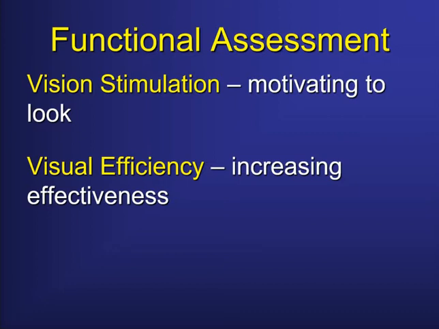Visual efficiency. First introduced by Natalie Barriga in the early 1970s, this teaches a person to use their vision more effectively. Here, the person might learn how to interpret a blurred image using contextual cues, or learn a more efficient scanning pattern. The goal is to be able to transfer these skills to meaningful tasks.